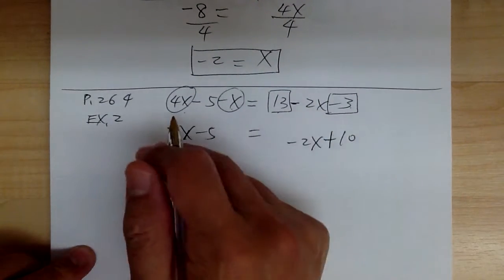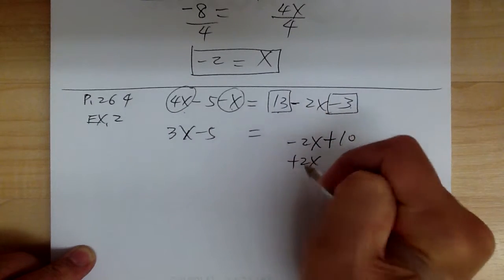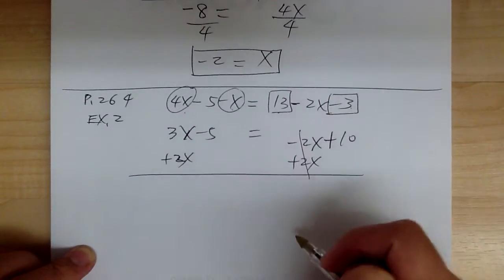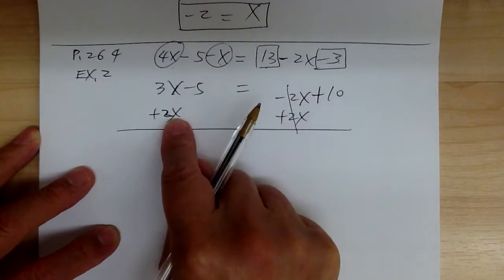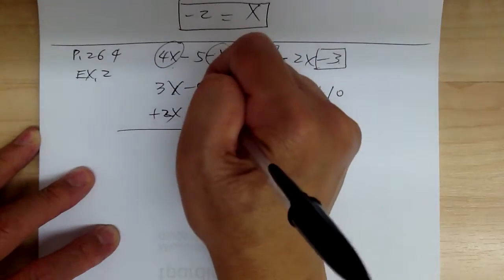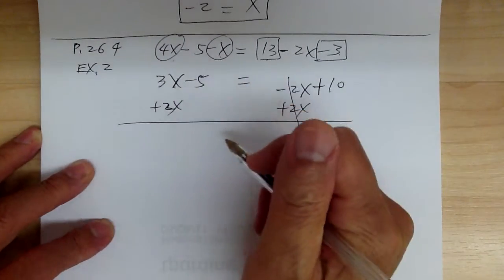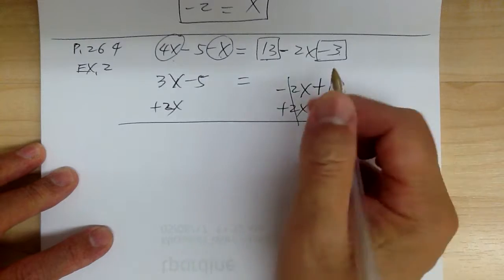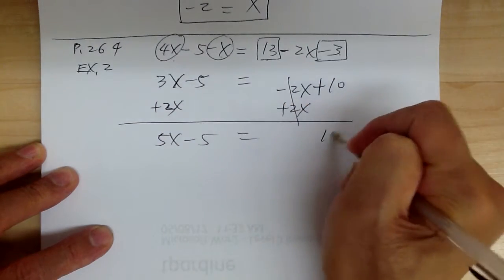So I'm going to move this to this side. To move this to this side, I have to do the opposite. So I need to plus 2x, so that this will cancel out. Now normally I would do this in one step. I move the variable to this side, and I move the number to this side. Okay, but if it's too confusing, I'm going to just do one at a time. But you can do both at the same time. You can plus 5 over here. Okay, but let's go and do this. So you got 5x minus 5 equal to 10.